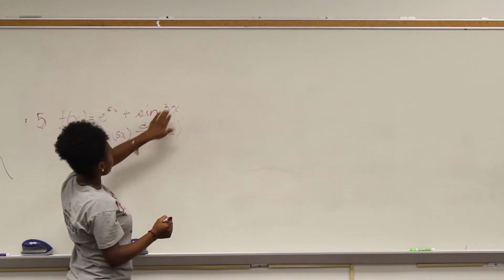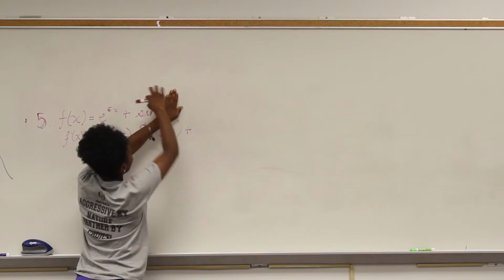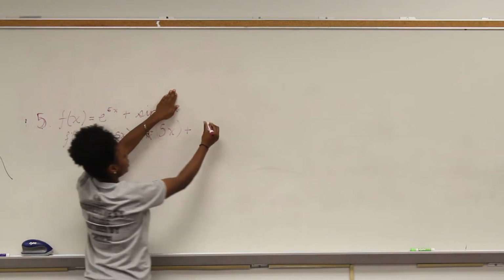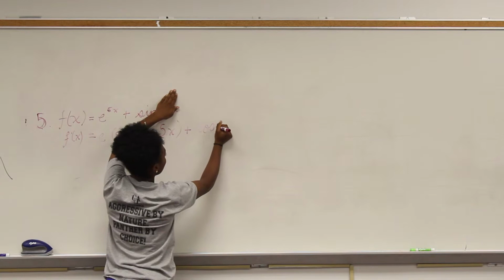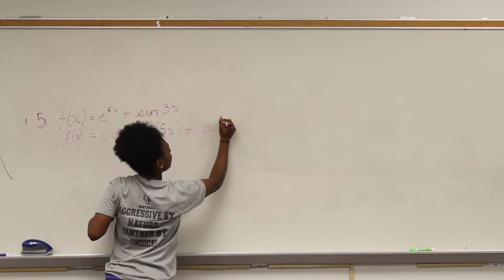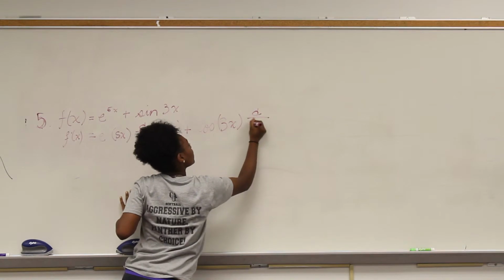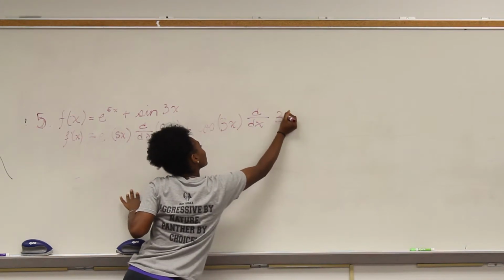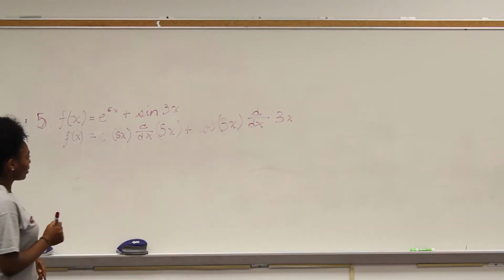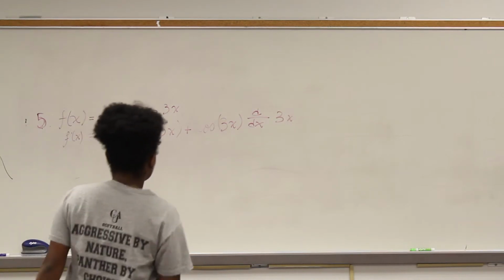And you're gonna do the same thing on this side, cover up the 3x, bring down the derivative of sine, which is cosine, and bring your 3x here, and take the derivative of the 3x on this side.